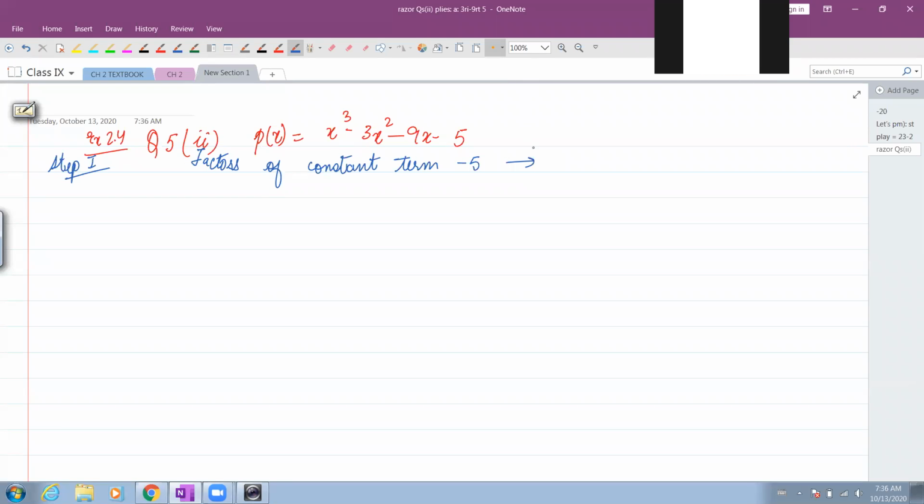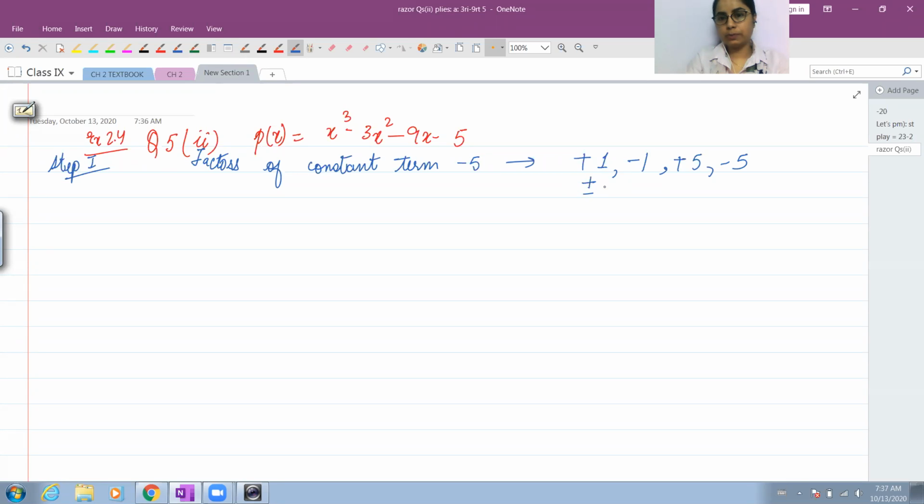So first step is to list the factors of the constant term. Constant term is minus 5. So the factors will be positive 1, negative 1, positive 5, and negative 5. In your book, sometimes it's written this way, plus minus 1 and plus minus 5. You can write it this way also. And you're going to try any value out of these which will make the polynomial equal to 0. So I'm going to start by taking x as 1.